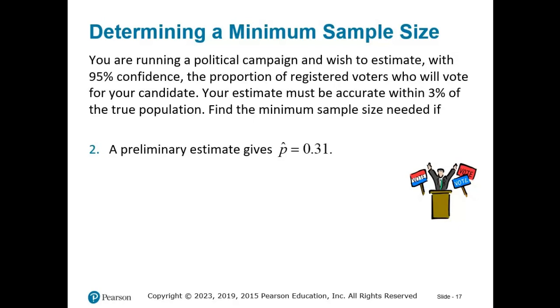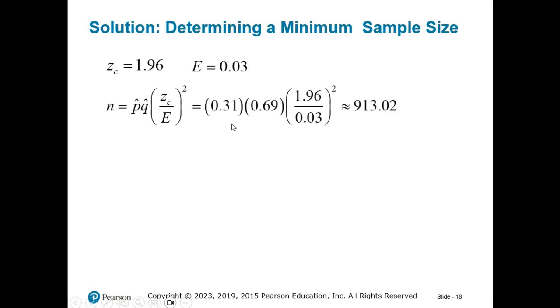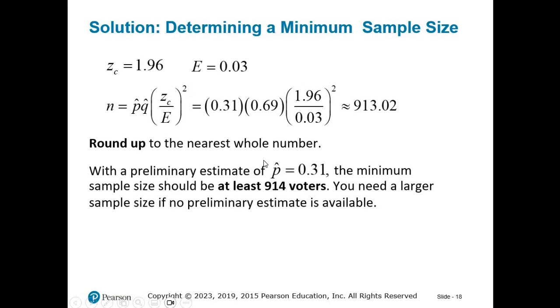This time we have a value for p-hat of 0.31. So we use the complement rule to find that q-hat is 0.69. Again, they gave us 0.95 as c, and we just found that that means z sub c is 1.96. And we have e the same as before as 0.03. Now we can do the formula for n, and we get about 913.02. Again, since this is not a whole number, we round up to 914. Therefore, the minimum sample size should be at least 914 voters. You'll note you need a larger sample size if no preliminary estimate is available.